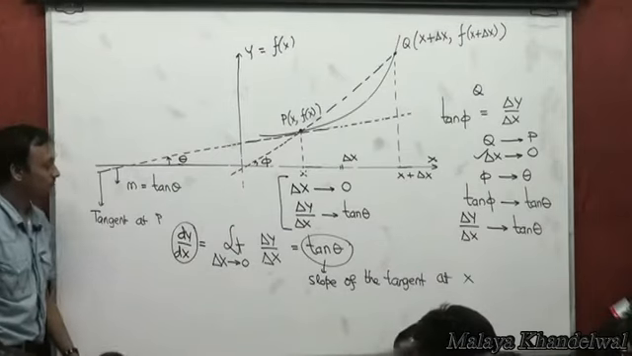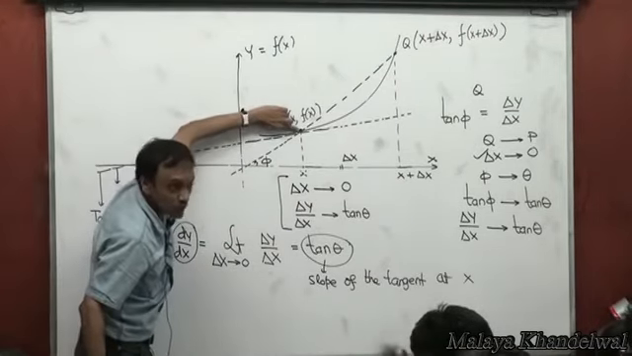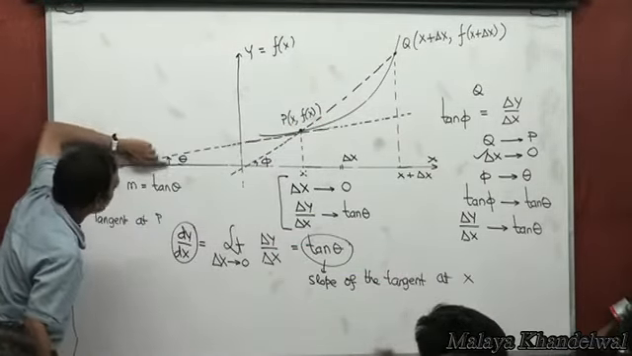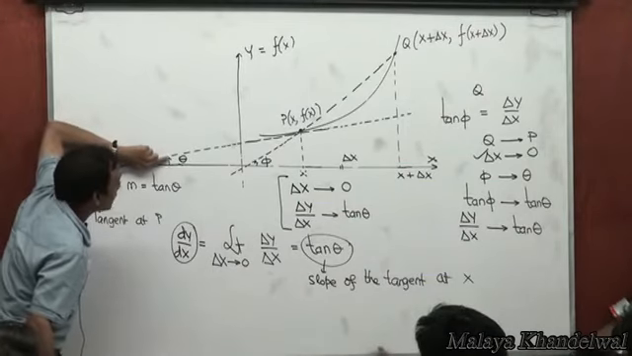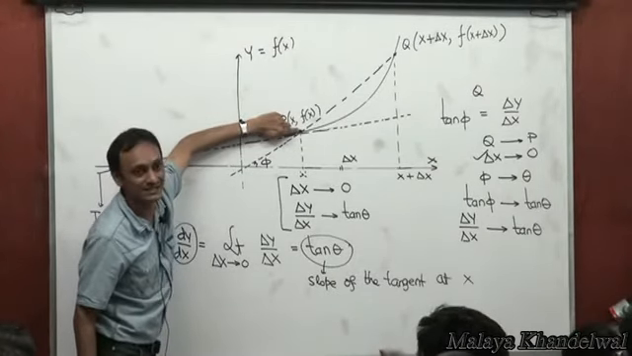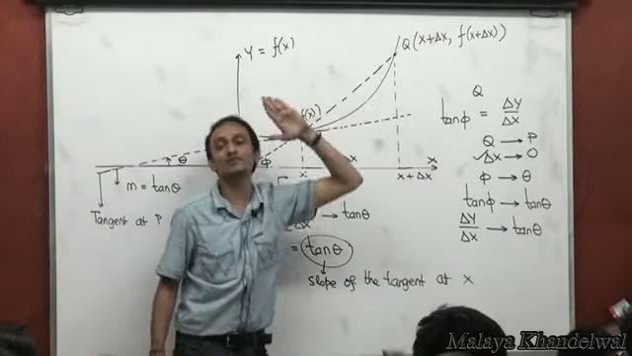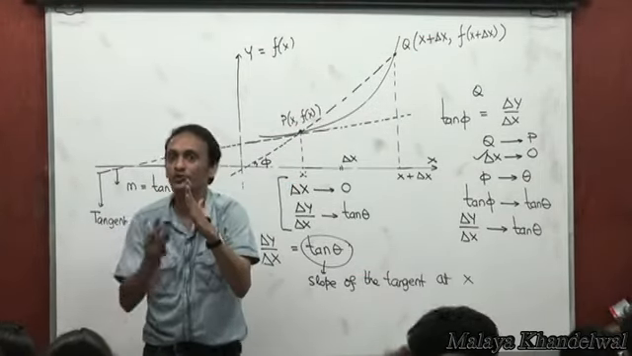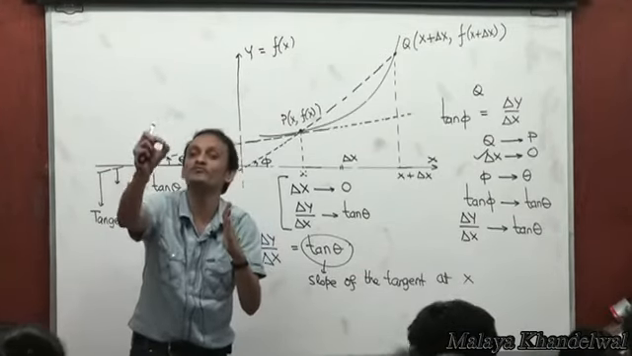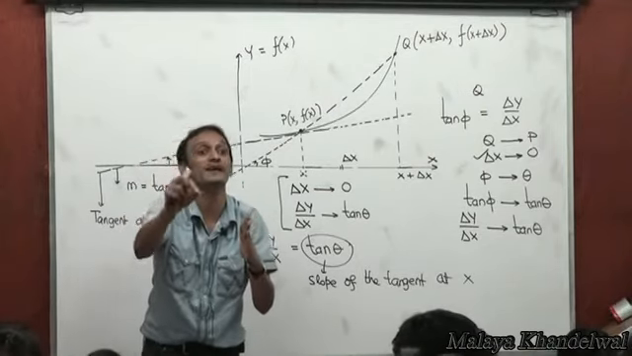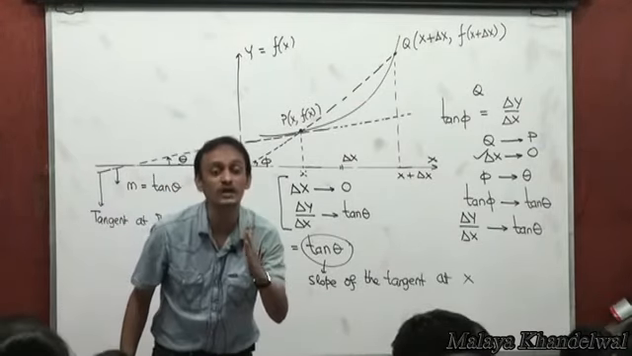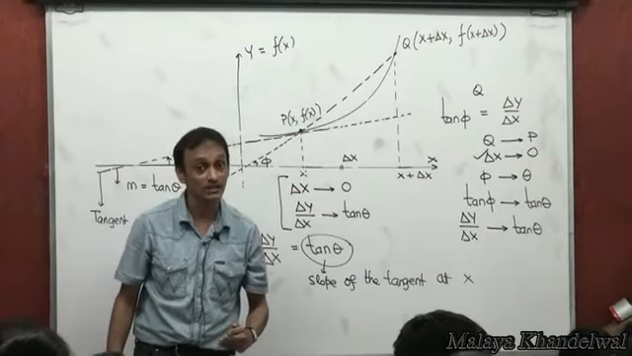That means at any given x, you locate the corresponding point on the graph of the function, draw the tangent at that point, find the slope of the tangent, tan theta, then this tan theta will give you the instantaneous rate of change of y with respect to x at x. At any given point, you draw the tangent at that point, compute the slope of the tangent at that point, and that will give you the instantaneous rate of change of y with respect to x for that x. Got me? So that's the geometric interpretation of dy dx.